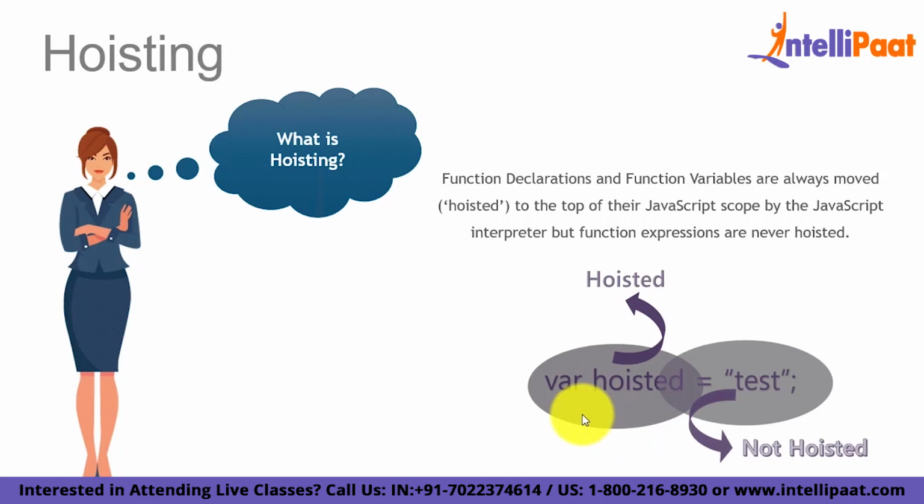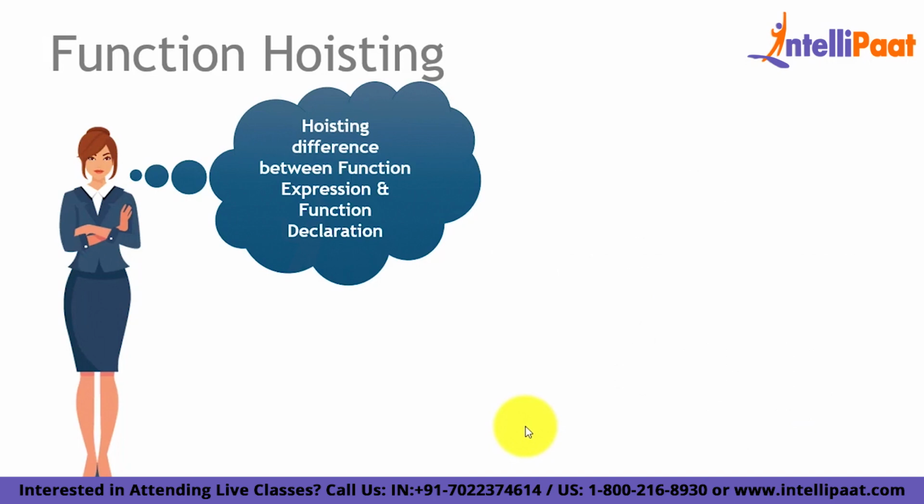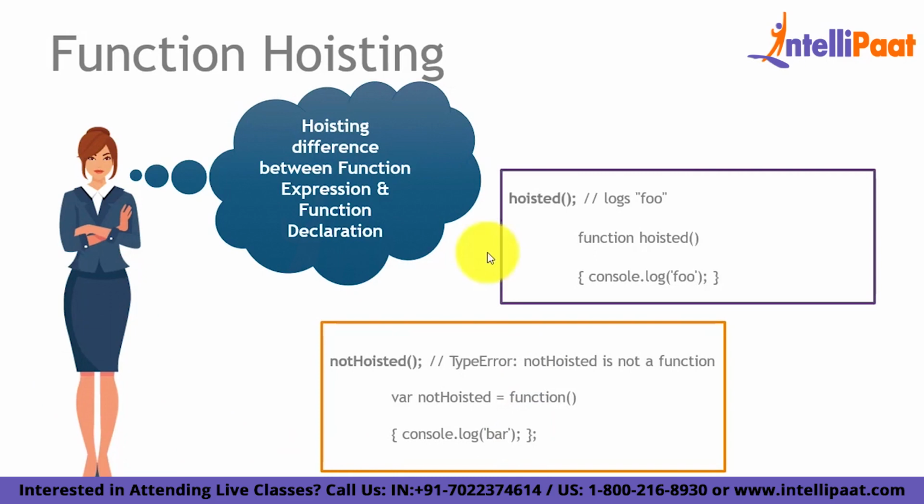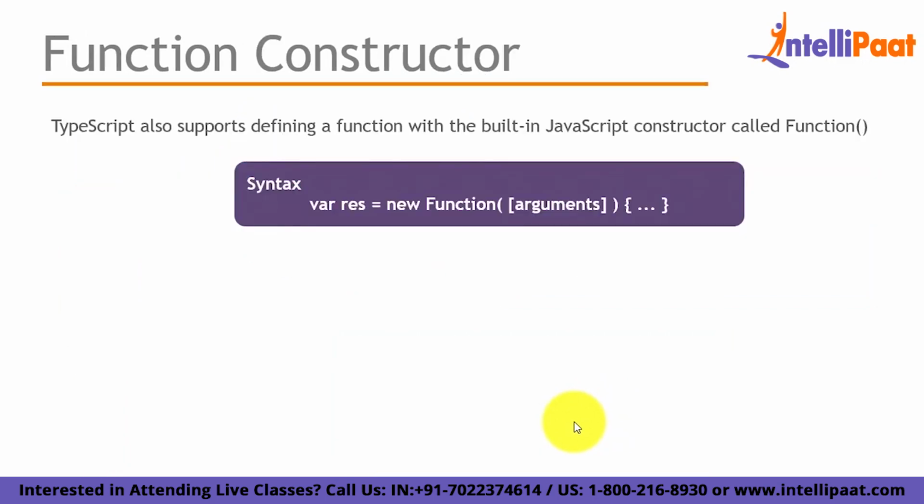Hoisting, the literal meaning of hoisting is raising something. The difference between, again, the same example which we have tried. This is a function declaration, and we are calling this function and we get the proper log, foo. Whereas in the other scenario, this is a function expression, and when I'm trying to call it, it says not hoisted is not a function. The same error we also got. Actually, the bar is not a function. I hope it makes sense.